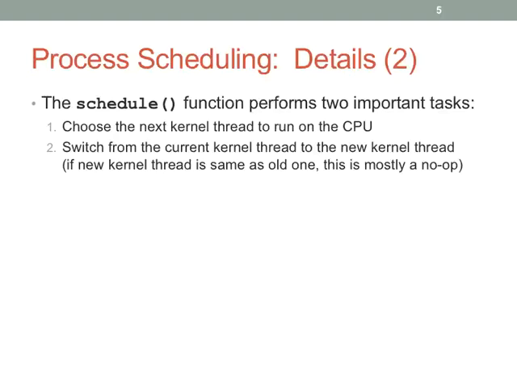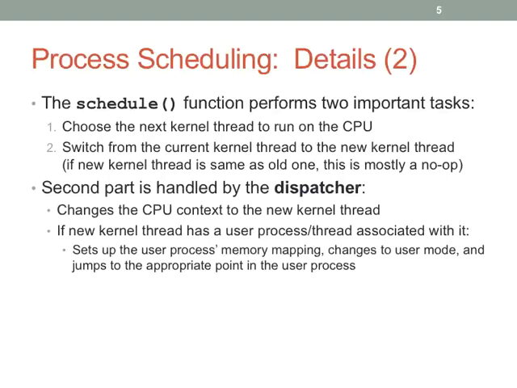Now, there's two tasks that need to be performed. One is obvious from the name. It's figuring out who should go next. But the other thing that has to happen is switching from the one kernel thread to the next. And that is a very important detail. So we are going to spend a little bit of time talking about it. Not a lot. Thankfully, this is mostly handled for you in Pintos.